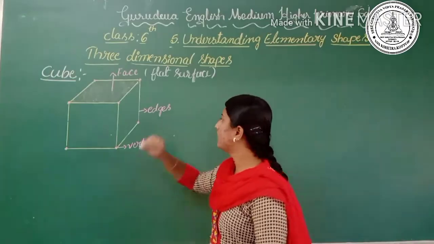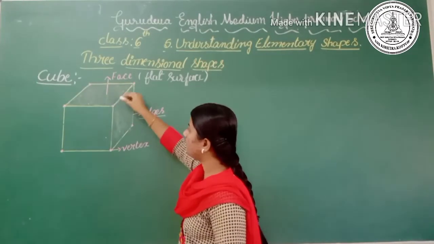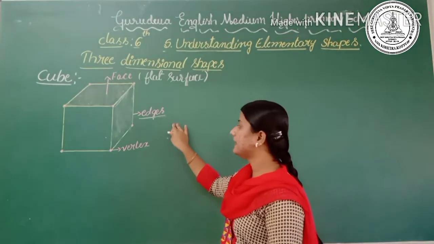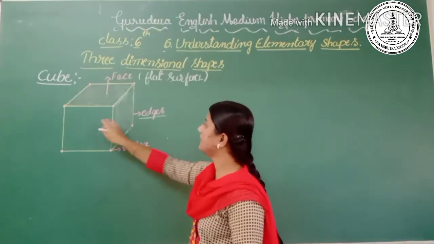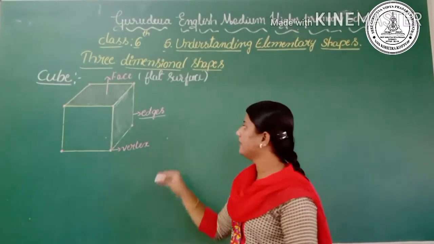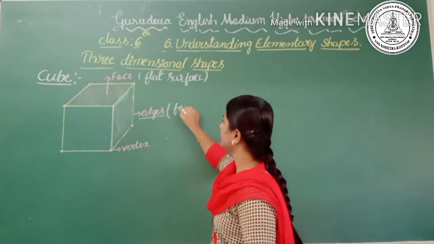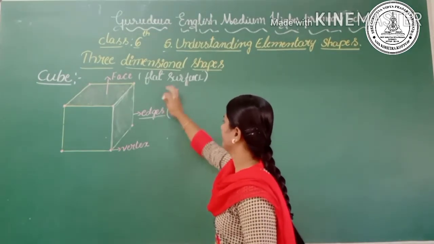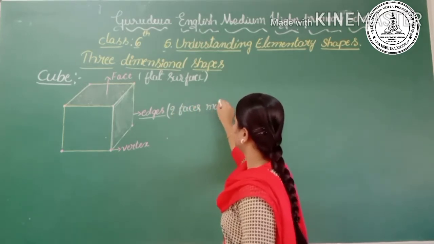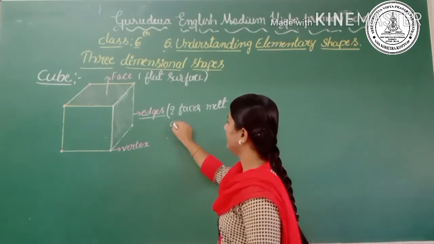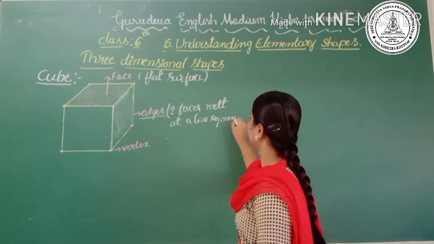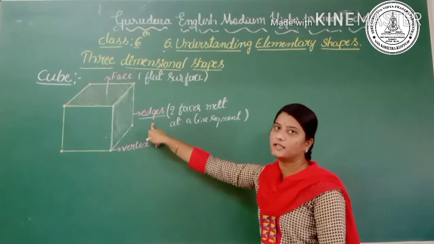Next, if two faces of the cube meet at a line segment, it is called an edge of the cube. So here it is one of the faces, and here is another face, and where they meet is one of the edges. Two faces meet at a line segment, and that is called an edge.